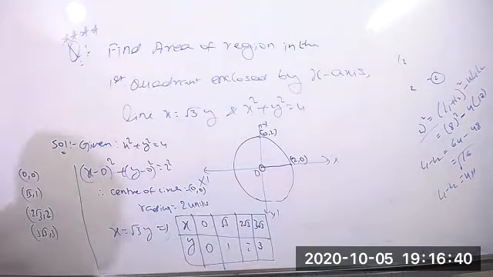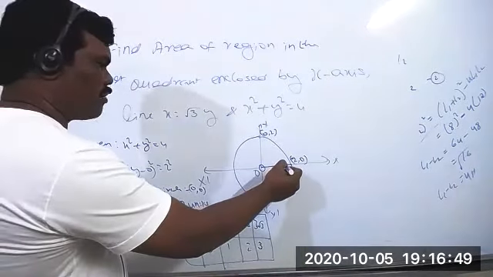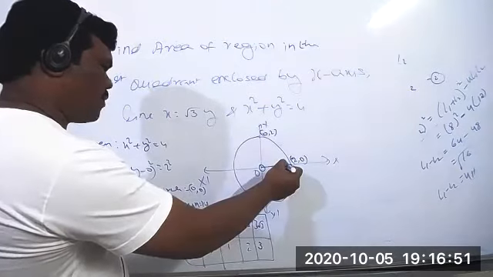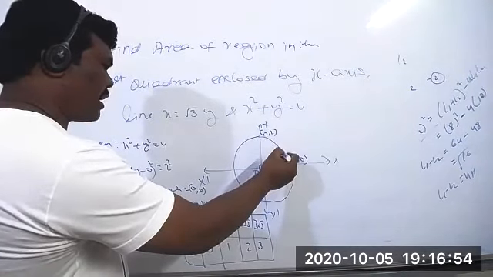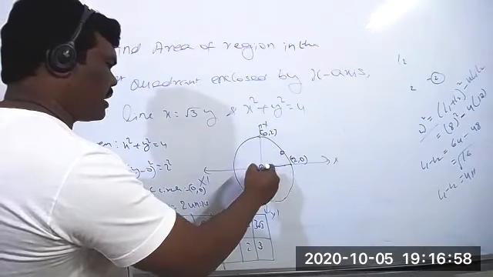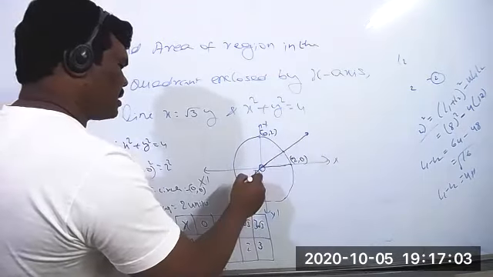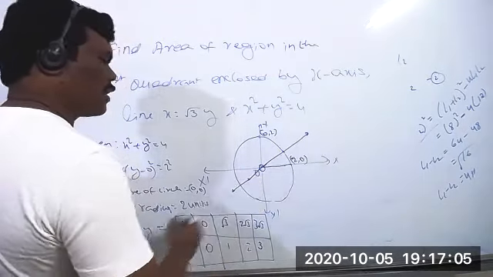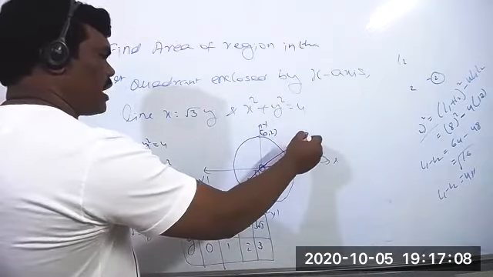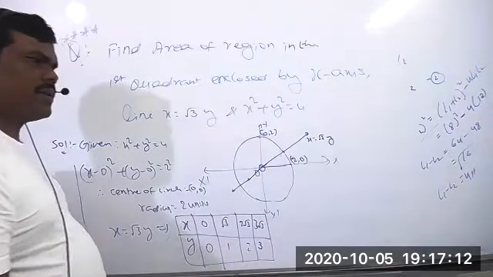And what is the value of root 3? Please tell me. Root 3 means 1.732. So we'll get approximately here 1.732, and 1 means we'll get maybe here. Is that correct? Taking the nearby point, through this point you can draw a line. This is the line, and this line is x equal to root 3 y.